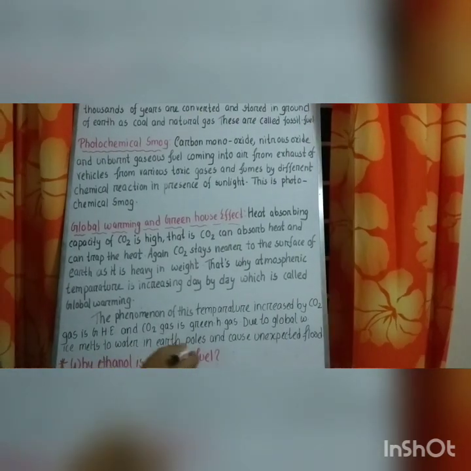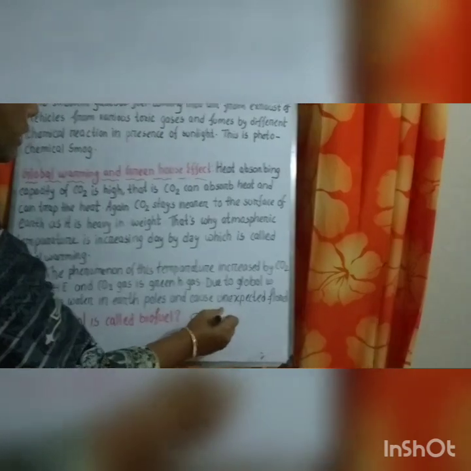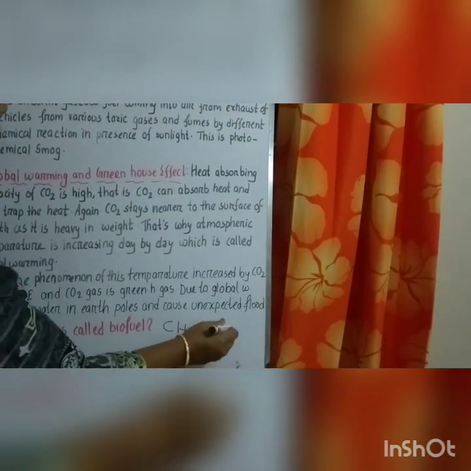Okay. Now, next question. Why is ethanol called biofuel? At first, you have to know the formula of ethanol. CH3CH2OH. It's one type of alcohol. And alcohol is an organic compound. Whenever there is a hydroxyl group, it is known as alcohol.